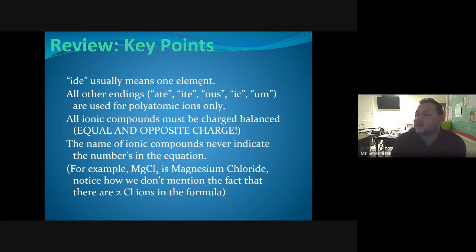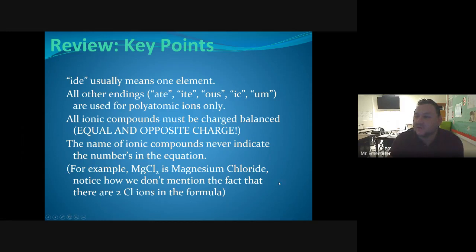All ionic compounds must be charge balanced. That means equal and opposite charge. +1, -1, +2, -2, +3, -3, +4, -4. All right. The name of the ionic compounds never indicate the numbers in the equation. For example, MgCl2 is called magnesium chloride. Notice how we don't mention the fact that there are 2 chlorines in the formula.